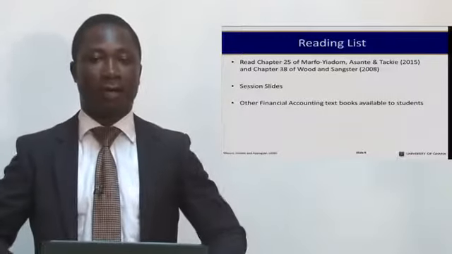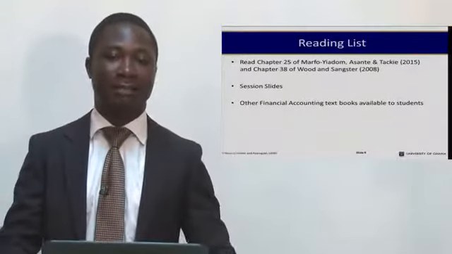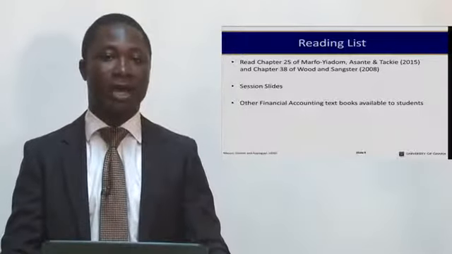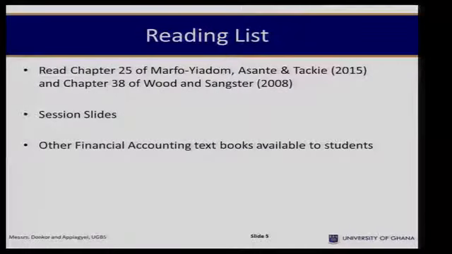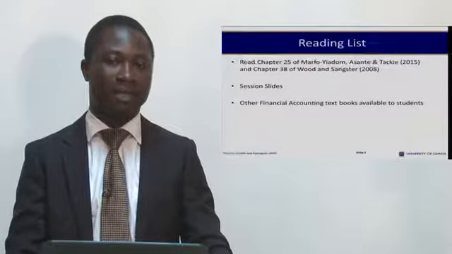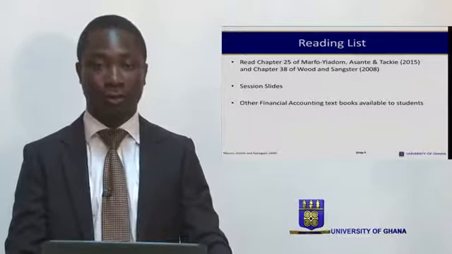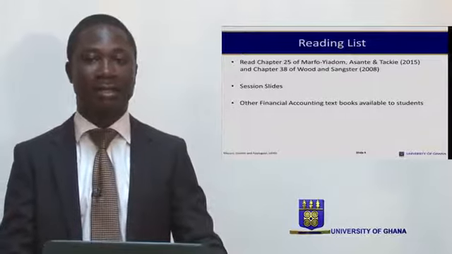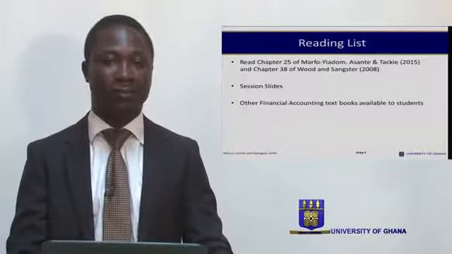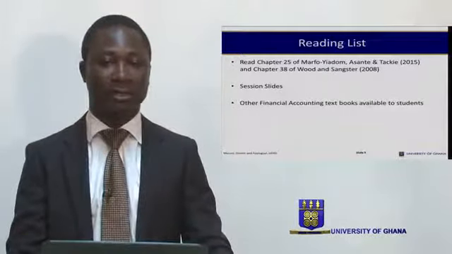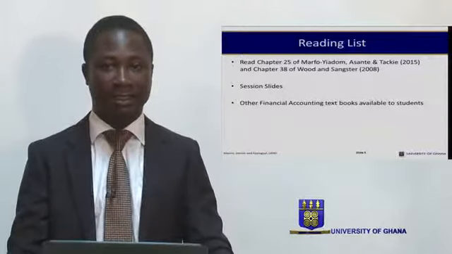Okay. Now, it is interesting to note that this course will require you to get some reading list, which includes Mafuyado, Masanti, and Taki, as well as Frank Woods and Sangster. Although when we get to some sessions, we would introduce some other reading materials. So we hope that you consult your course guide and find the reading list which is required for you to get for the purpose of our discussion.